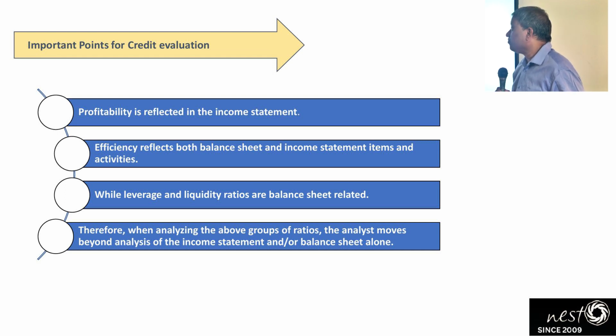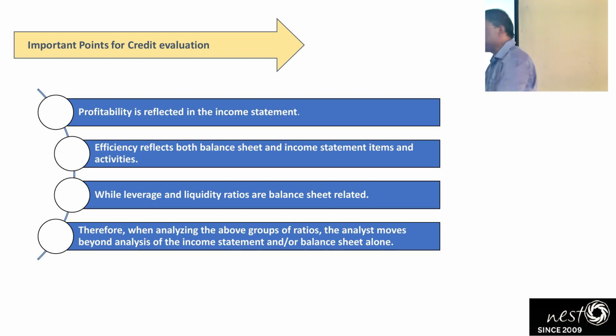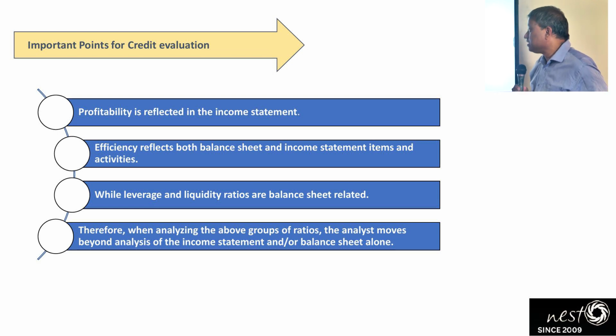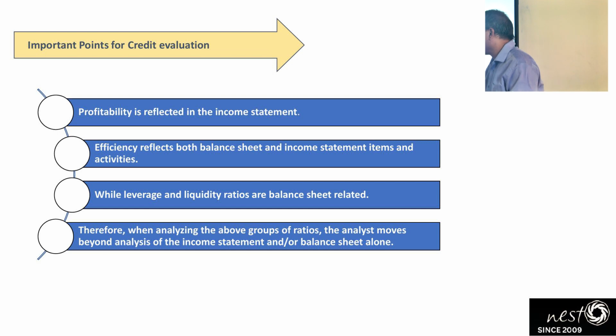What are all the important points? Profitability is reflected in the income statement. Profitability, number 1. Efficiency, number 2, reflects both balance sheet and income statement. Number 3, leverage: financial leverage, operating leverage, and other liquidity ratios. This is all revealed in the balance sheet. 4th one, when analyzing the above group of ratios, the analyst moves beyond analysis of the income statement and balance sheet alone.